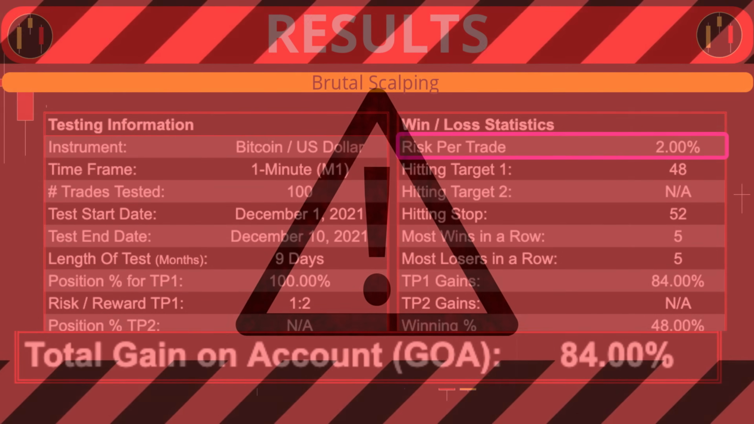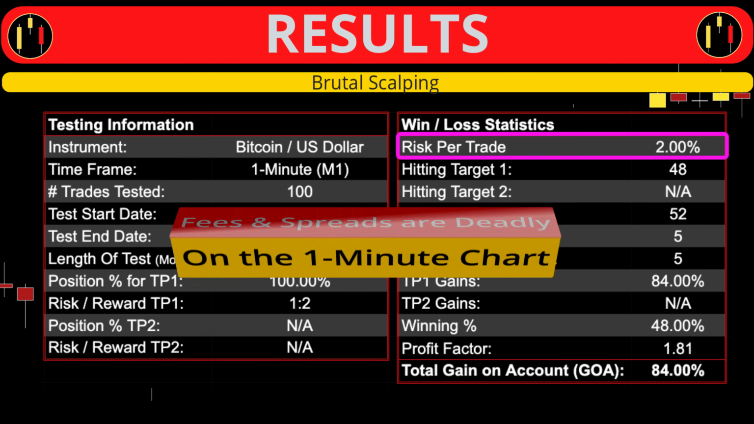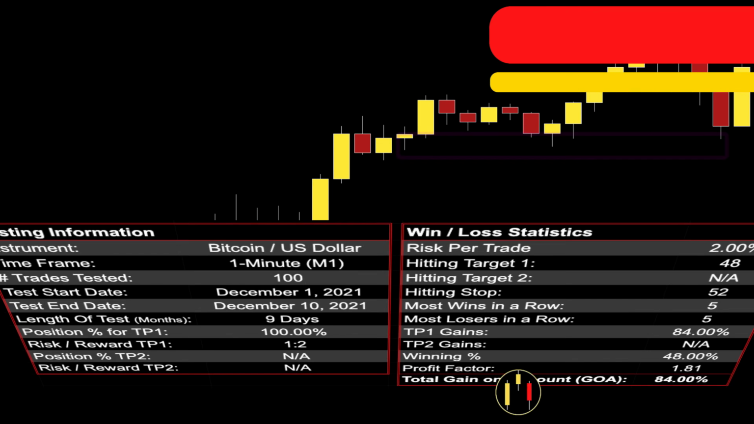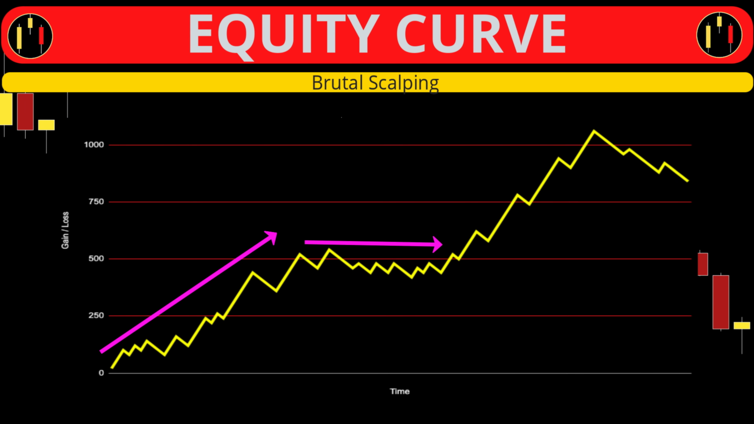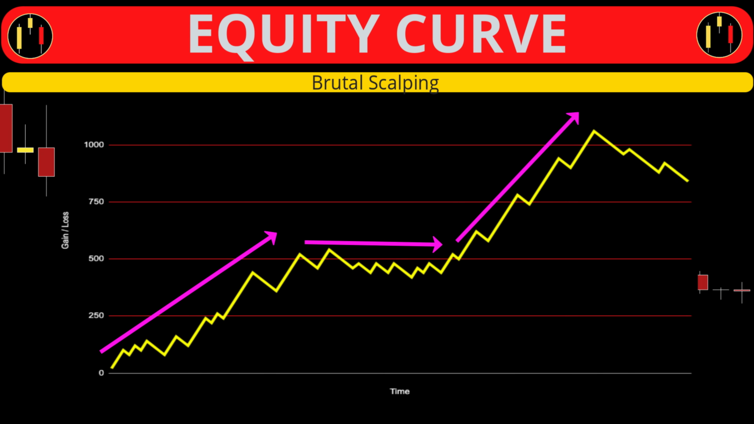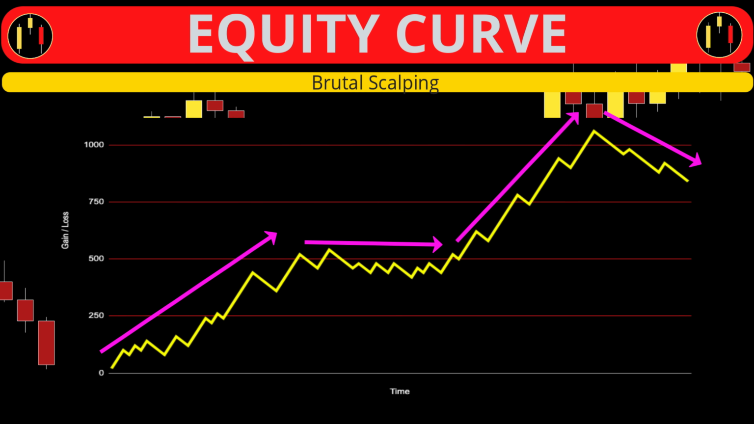Just remember that on the 1-minute time frame, a significant portion of the profit would have been eaten up by fees and spreads. So the equity curve here starts out with a nice jump up, followed by an extended consolidation, followed by another account increase of similar amplitude, and the test ends with a pullback.